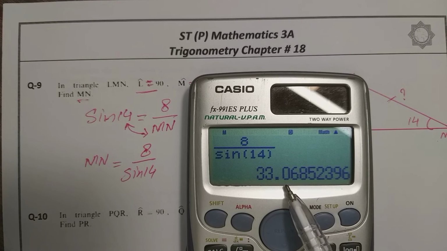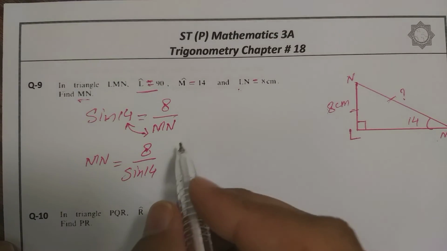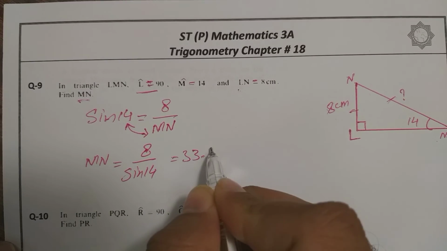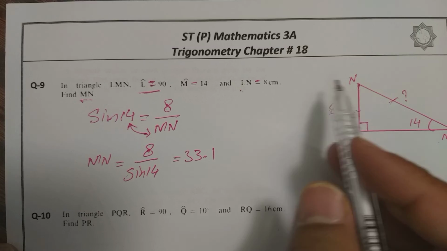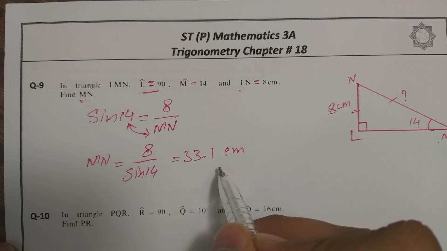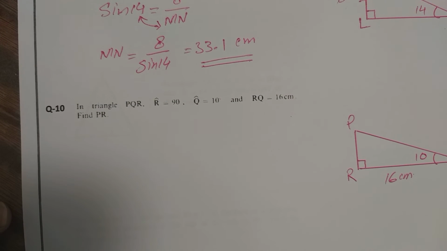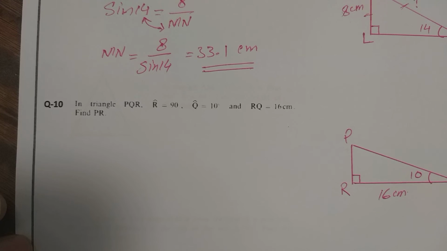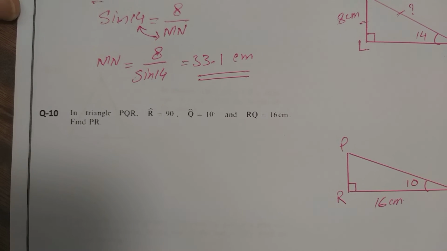You will get the answer 33.068. After the decimal 0, there is a 6 which increases this number, so I'm taking one decimal place of the length, so it becomes 33.1. Because it's a length, it is in centimeter, so it is 33.1 centimeter.